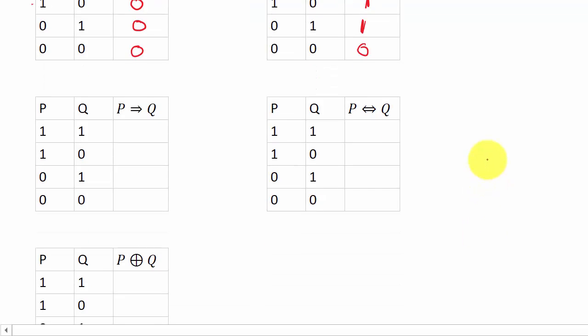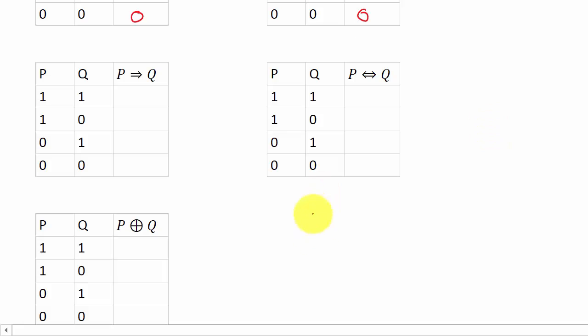Alright, so now let's take a look at this. P implies Q. So remember, P implies Q is false when P is true and Q is false. Okay, that's when the first one is true and the second one is false. That's the only time it's false. So here, well, let's just go down here. See where P is true and Q is false? That makes this false. So we put a 0 there.